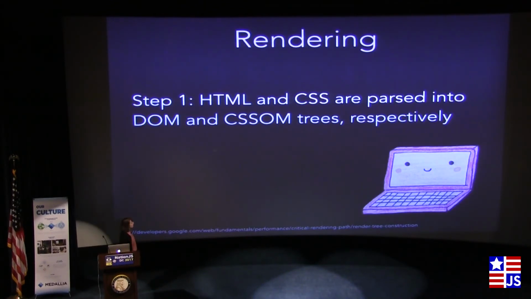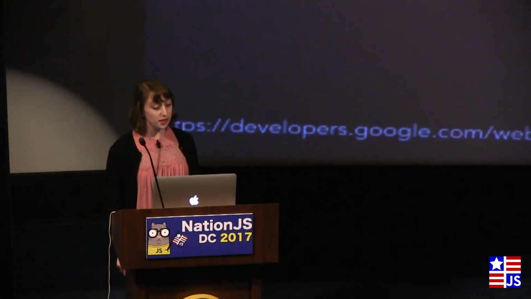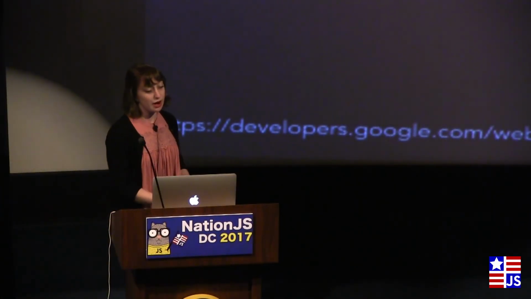All right, now we'll talk about computers, because that's why you're here. Step 1, again, we talked about in the language section that they're going to end up with these DOM trees and CSS DOM trees. So now it's time to turn language into pixels. So step 2 of this process, these trees are going to get combined to form a render tree.